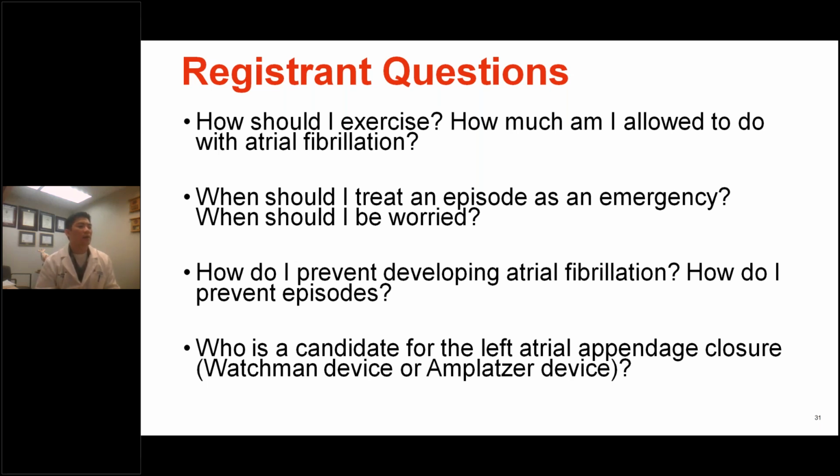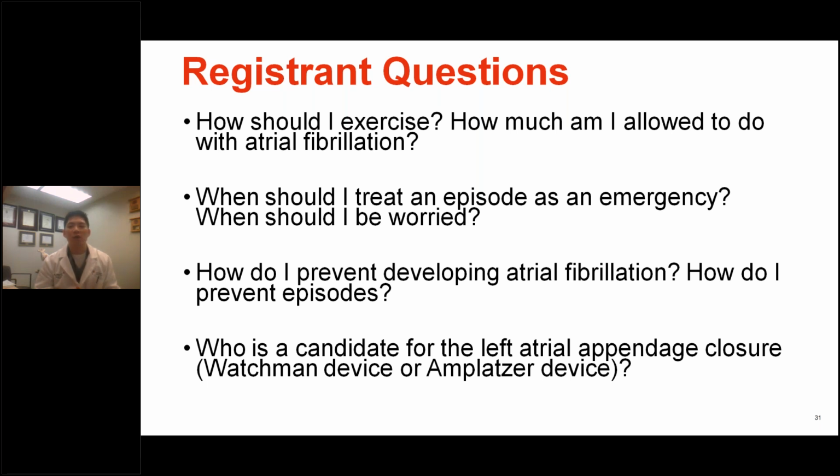The second common question I received was, when should I be worried about an episode of atrial fibrillation? When is this an emergency? And several of the family members asked, when should I worry about my family member who has atrial fibrillation? So once again, even though it sounds like a silly answer, it is a common sense situation where atrial fibrillation by itself is not an emergency. It always depends on how you are feeling.